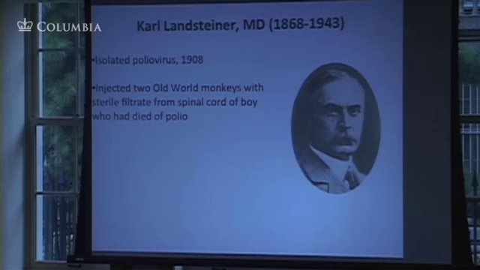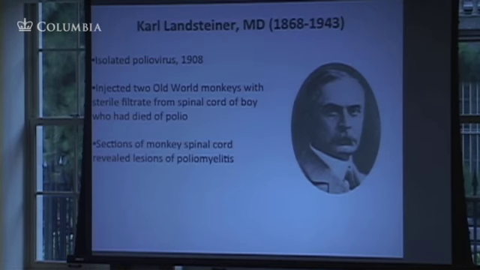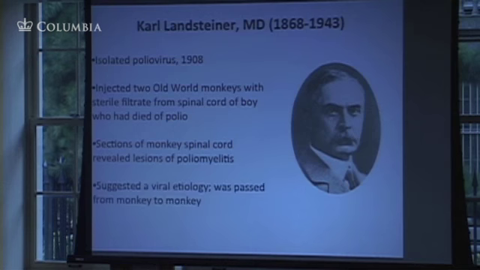He inoculated it into 2 Old World monkeys and found that they developed the disease, poliomyelitis. It's a good thing he used Old World monkeys. If he had done this with a New World monkey, it wouldn't have worked because they're not susceptible, and he would never have discovered the virus. He took these monkeys who developed paralysis, he sectioned their spinal cord, and he saw lesions just like the lesions that can be seen in human patients of polio. So this was an indication that he'd passed the agent.